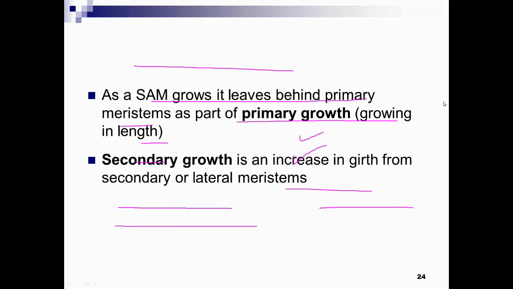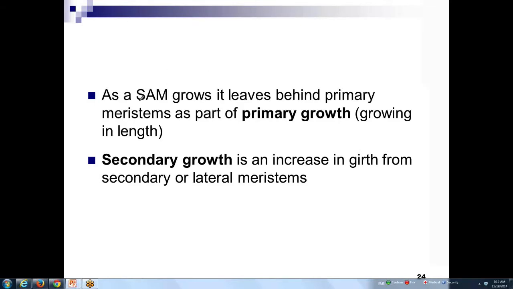So let's now examine this a little bit more. So as the shoot apical meristem grows, it leaves behind primary meristems as part of primary growth. So the first thing that the shoot apical meristem does is, of course, it's dividing. Lots of cells are dividing repeatedly through rounds and rounds of mitosis. And then those cells begin to specialize. They come out very undifferentiated, very general, and they start to become specialized, and so they turn into three primary tissues, which we'll get into in just a moment. And that's all part of what we call primary growth, which again is growing in length.